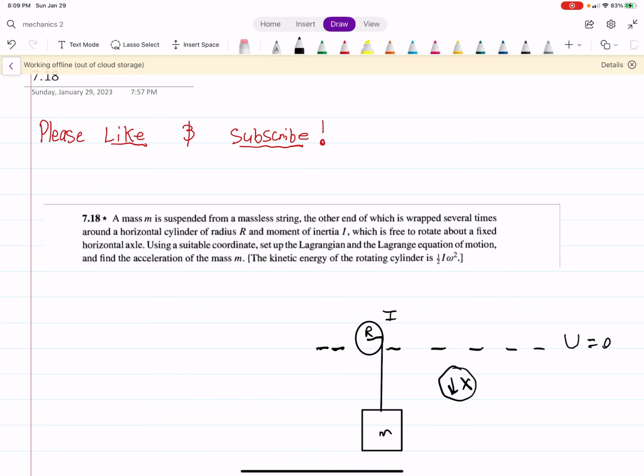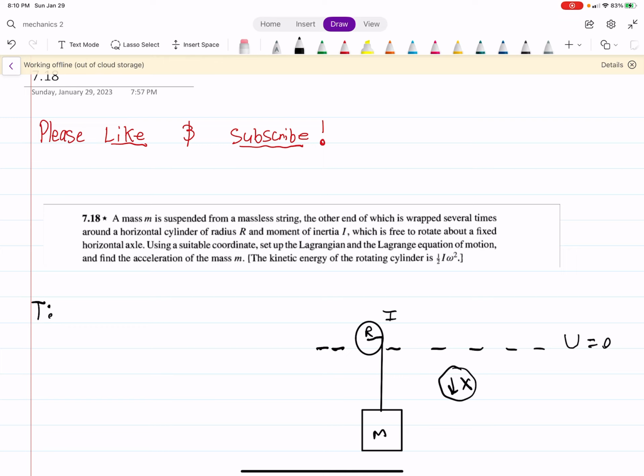And 7.18 is pretty similar to a previous problem we did before. We have this mass, this block M, hanging from this kind of pulley system. We're letting that dashed line be where the potential energy is 0, and we're calling that down direction the positive x direction. So with that in mind, let's go ahead. We want to find ultimately the acceleration. And to do that, we need to find, number one, the kinetic energy.